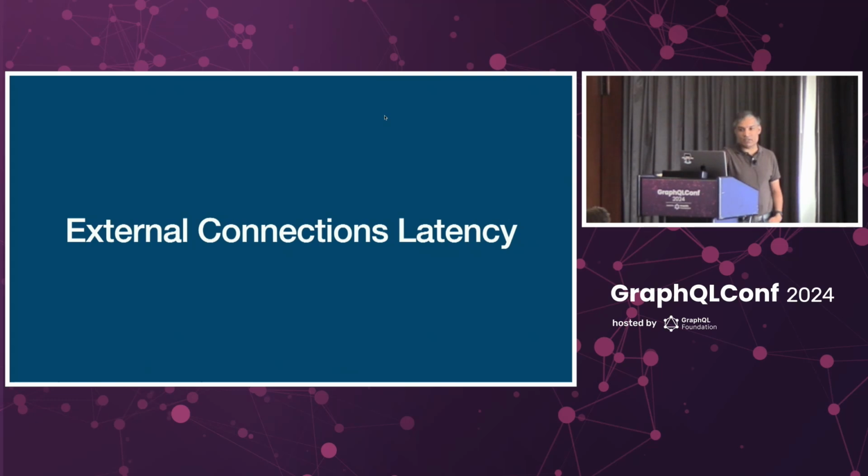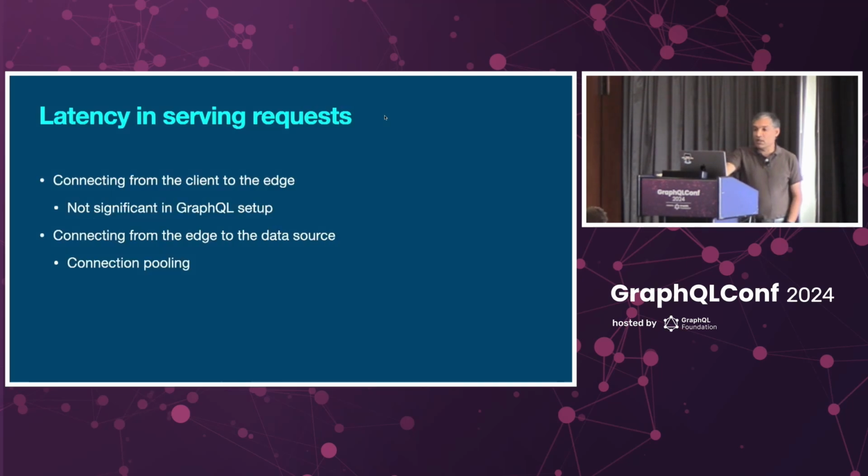Second problem we faced was external connection latency. So when a GraphQL query comes, we do the SQL mapping, and then eventually we connect to some data source, Postgres out there. Now there are two things. There are two connections going on. One from client to the edge network. That's where GraphQL starts to shine, because in GraphQL typically you will just make one query with all the data that you need for your page. So there's not much to do because you already are making one query.